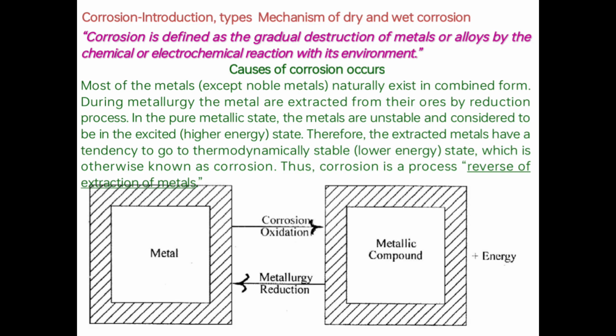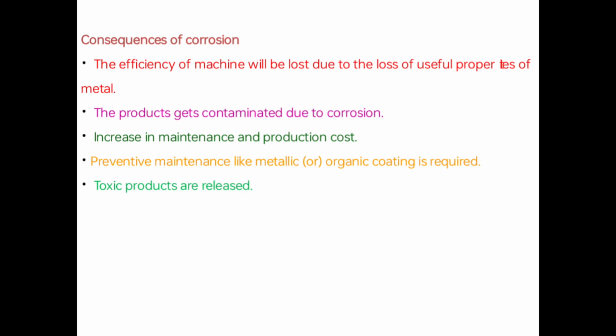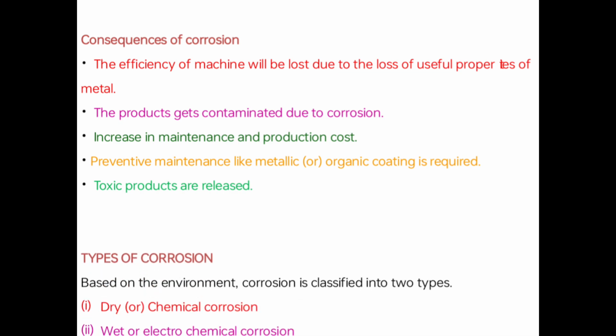In a diagram, metal gives, through corrosion (oxidation), metallic compound plus energy. Metallurgy (reduction) is metallic compound gives metal. Consequences of corrosion: the efficiency of machines will be lost due to the loss of useful properties of metal. The product gets contaminated due to corrosion. Maintenance and production costs increase. Preventive maintenance like metallic or organic coating is required. Toxic products are released.